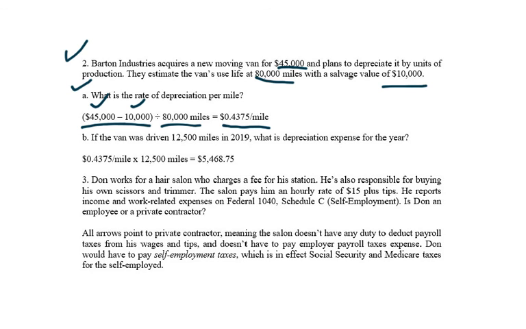All right, so what if you drive the van 12,500 miles in 2019? What's going to be your depreciation expense for that year? So it's going to be that rate per mile, or 43.75 times 12,500 miles, and we'll get, again, this I'm taking out to pennies. You don't have to do this. You could just probably round it up to $69. $5,469 would be acceptable as well if you don't want to be this exacting.